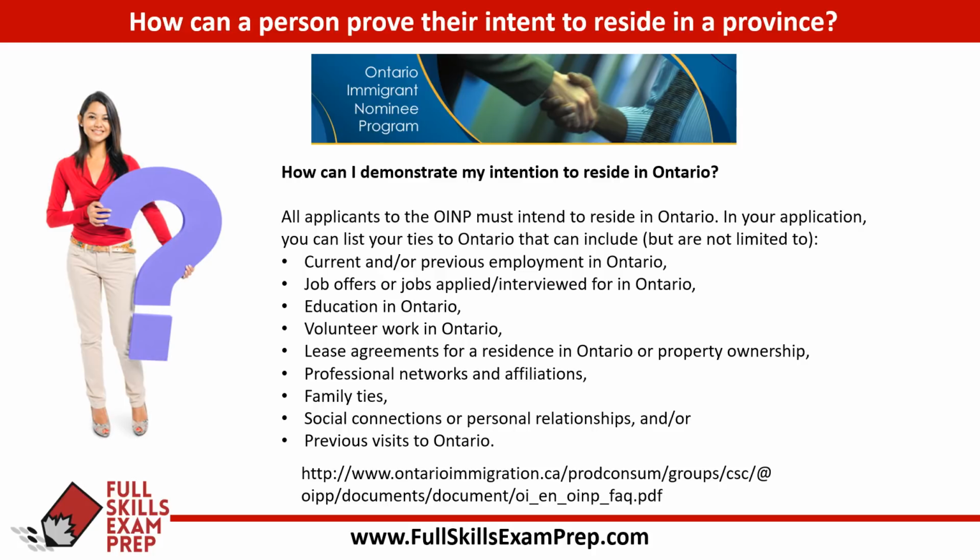Professional networks and affiliations, where you're going to join one. So you'll join the ICCRC, of course. And for your clients, they might be engineers, they might be accountants or something like that as well. Well, maybe they'll have the opportunity to join an accounting regulatory body or an accounting group or something like that. Family ties, social connections, personal relationships, previous visits. So anyways, there are lots and lots of ways to demonstrate intention to reside in a province. And a little tip for you is if the person has some of these in another province, well, you're going to have to make that case extra strong that they are actually going to reside, in this case, in Ontario.